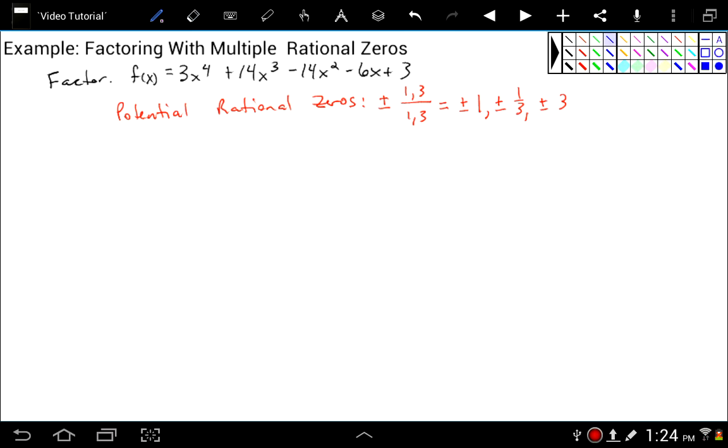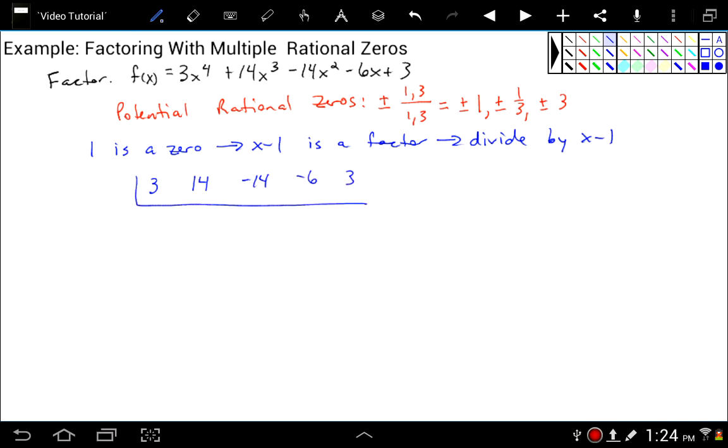Working ahead of time, I've already discovered that positive 1 works. 1 is a 0, which means that x minus 1 is a factor. So we divide by it to break the problem down a little bit. So I take 3x to the 4th plus 14x cubed minus 14x squared minus 6x plus 3, and I divide by x minus 1, so I put a positive 1 out here. And when I divide, I drop my 3.